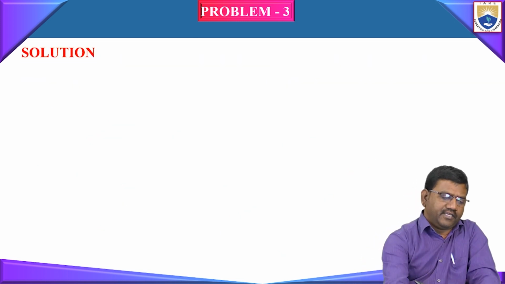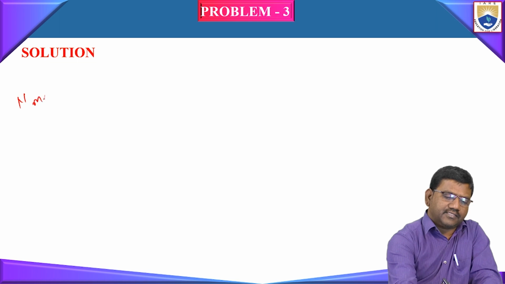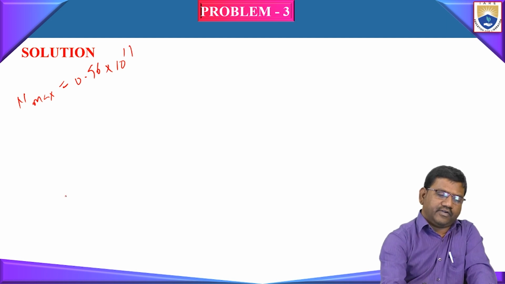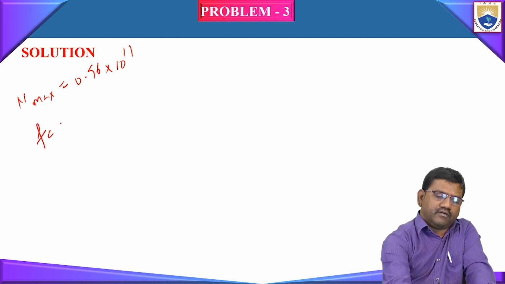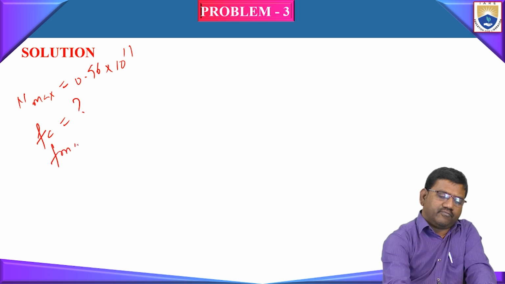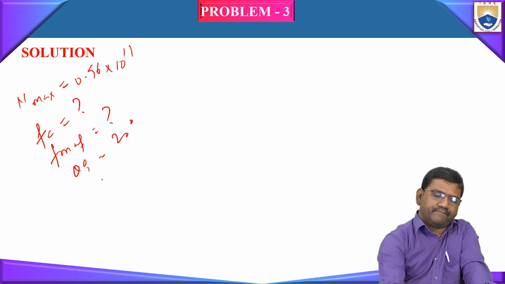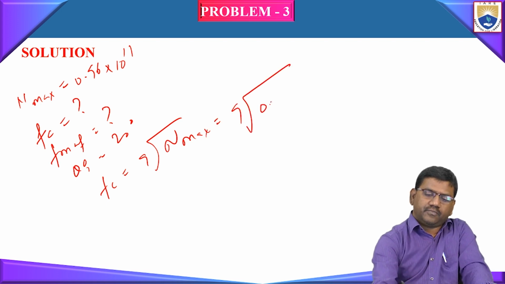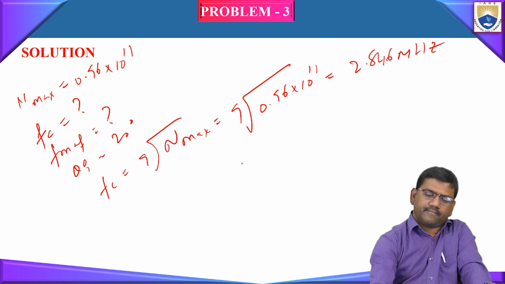This is a very simple problem, so again I repeat. Here N max is given as 0.96 into 10 power 11, and we need to find the Fc value and the MUF value. The angle of incidence is given as 20 degrees. So Fc is equal to 9 root N max, which is equal to 9 root 0.96 into 10 power 11. So this is equal to 2.846 megahertz.